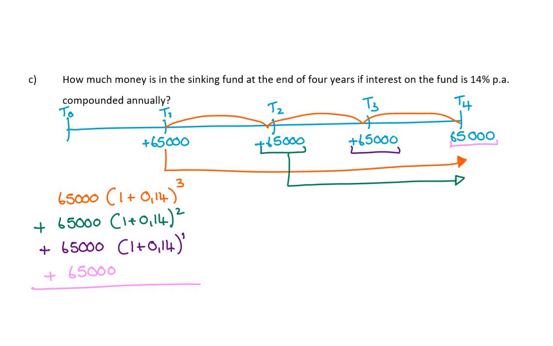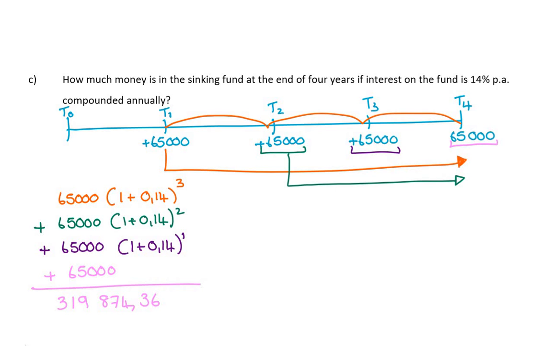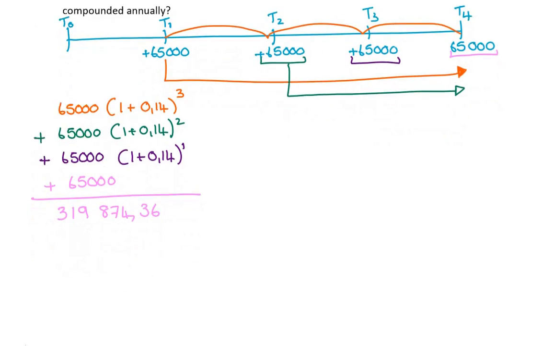So basically this was just a little mini timeline for me to work out. And I get a value, if I add them up, of 319,874 rand and 36 cents. Now that's definitely not going to be enough to replace my tractor, because my tractor costs 550,000 rand now. So in 4 years' time it's definitely going to cost even more. But at least it's going towards replacing it, so I won't have such a big expense.